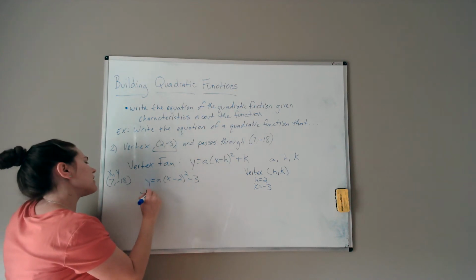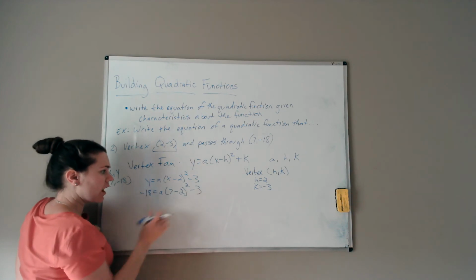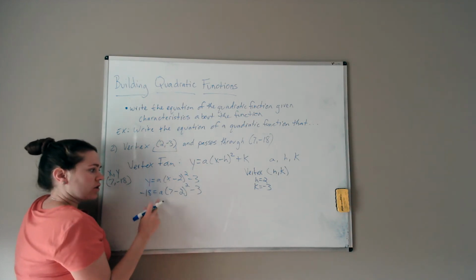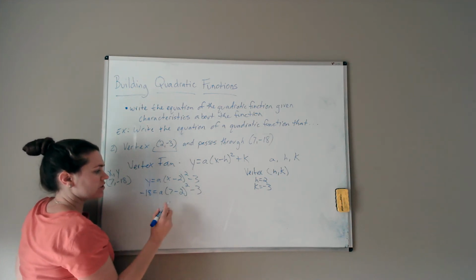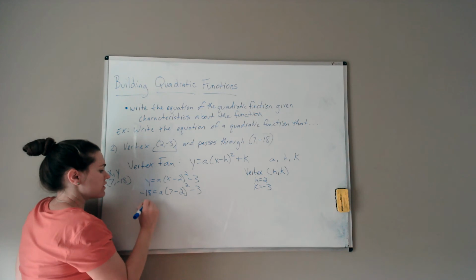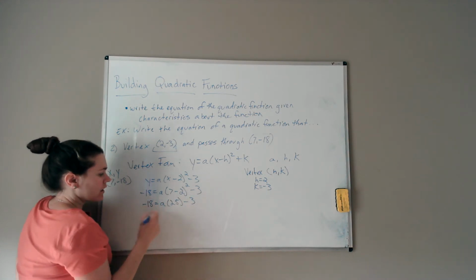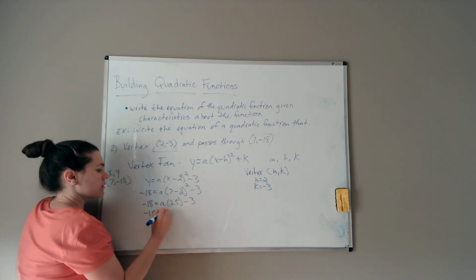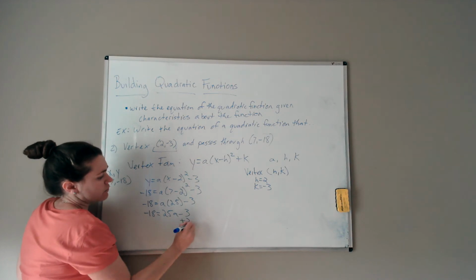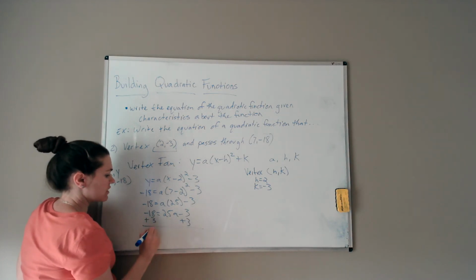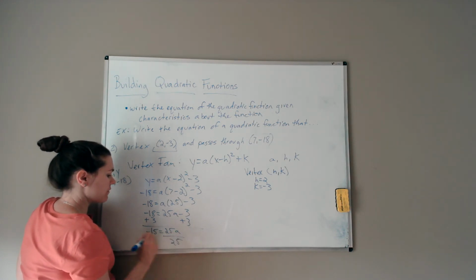So that's -18 equals a times (7 minus 2) squared minus 3, and we have to solve for a. We have to make sure we're getting a by itself, so we have to do some order of operations here. 7 minus 2 is 5, 5 squared is 25. So this is -18 equals a times 25 minus 3, which is 25a minus 3. Now we can start isolating a. We add 3 to both sides. That gives us -15 equals 25a. Divide by 25.